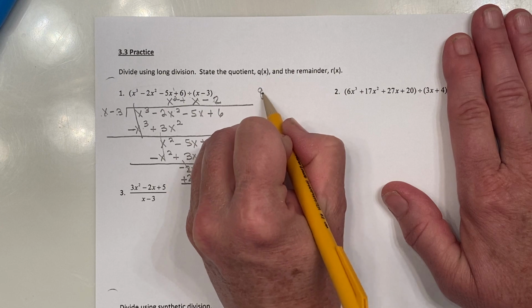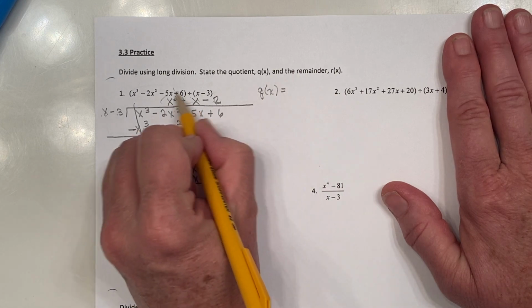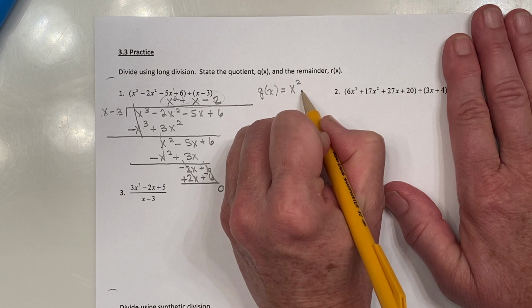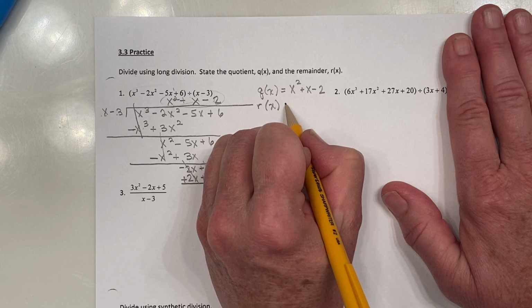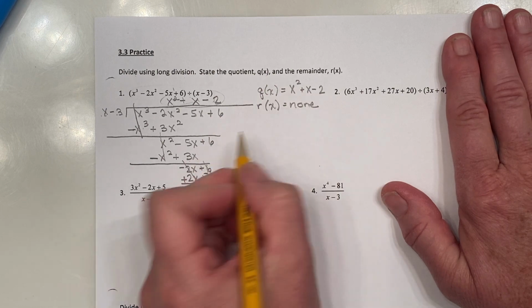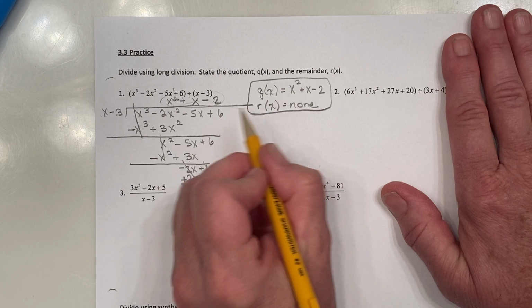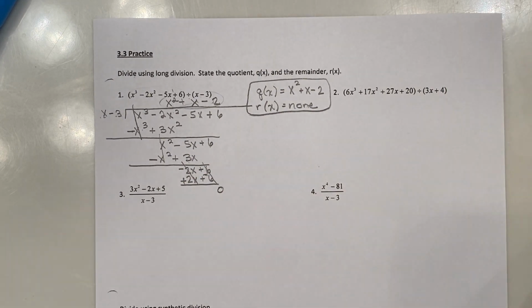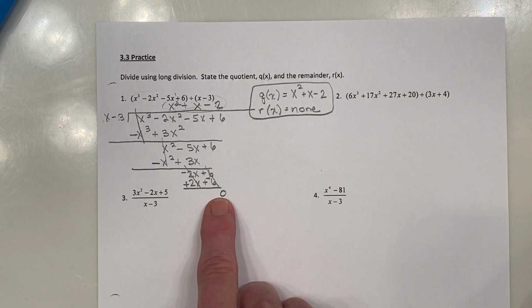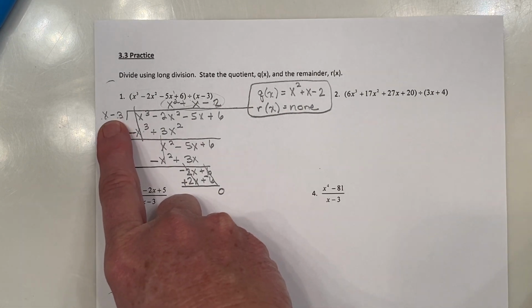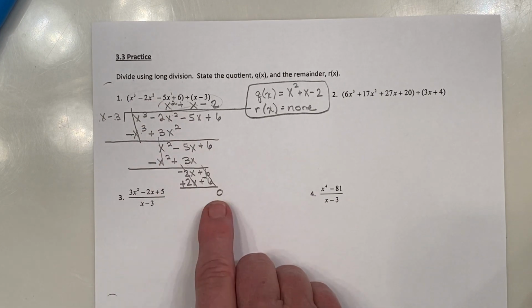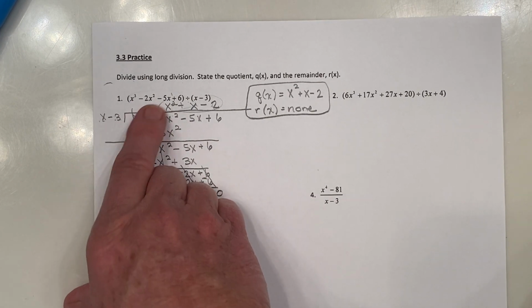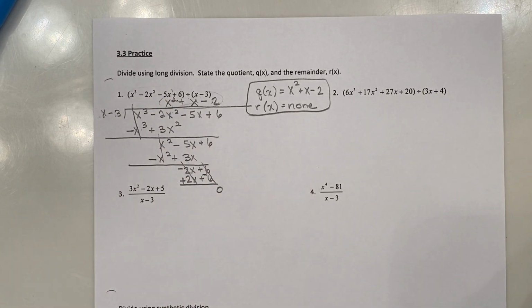So coming over here and recording, our quotient, q of x, is our answer up here. It's x squared plus x minus 2. We have no remainder. You could do r of x and you could put none, or you don't have to record anything. Or you could put 0. As a reminder, because I have a remainder of 0, I can then say that x minus 3 is actually a factor of that third degree polynomial. So when your remainder is 0, I can then say, hey, x minus 3 is a factor of that. And that comes up as something important in a little bit.